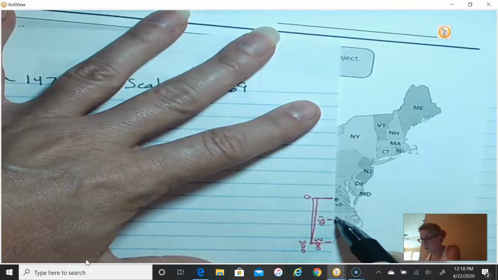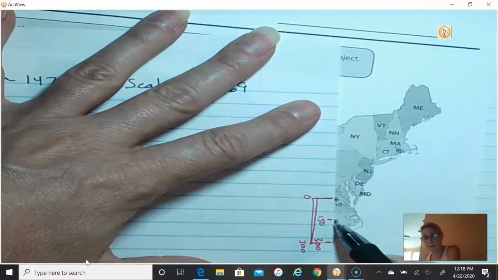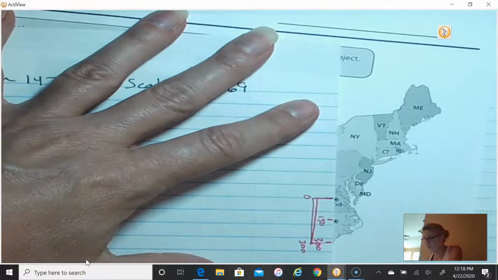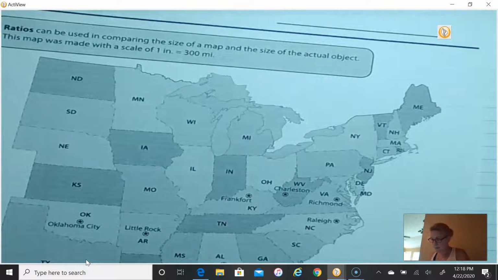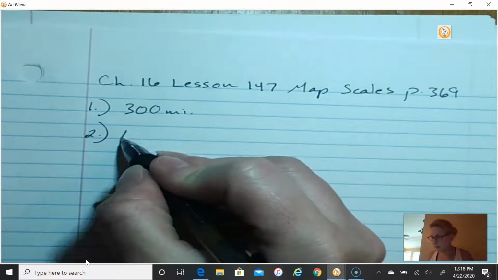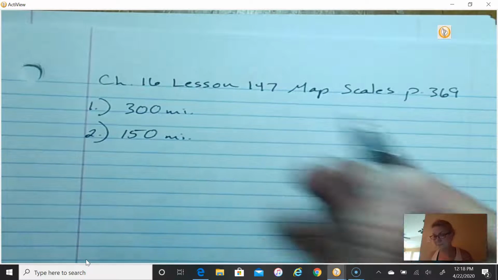From Richmond to Raleigh is how many miles? That's right, 150. So for number 2, it is 150 miles.